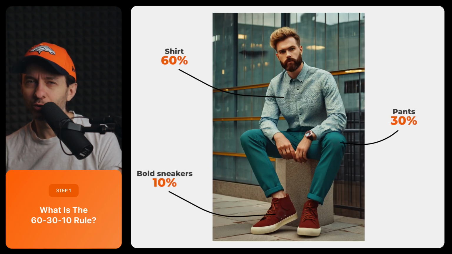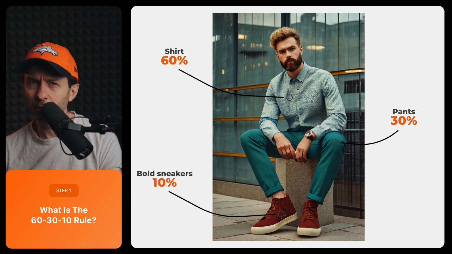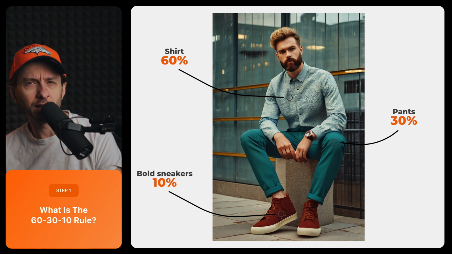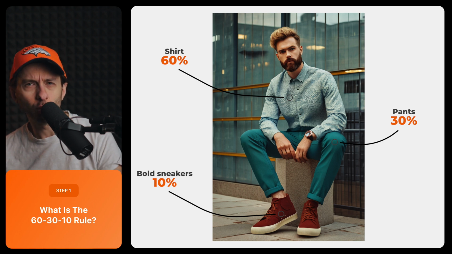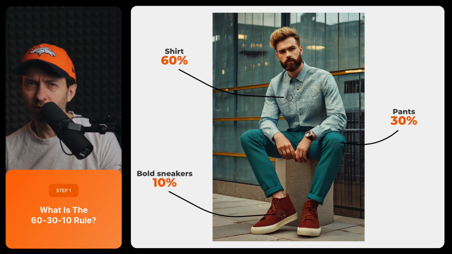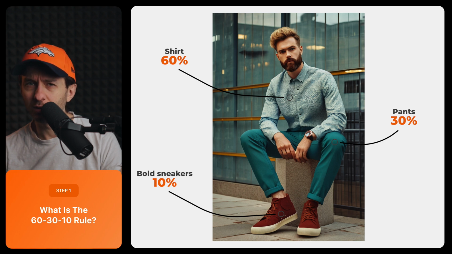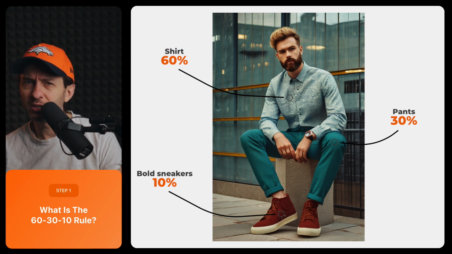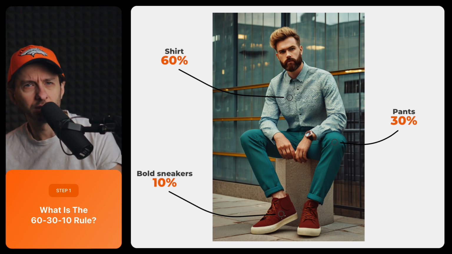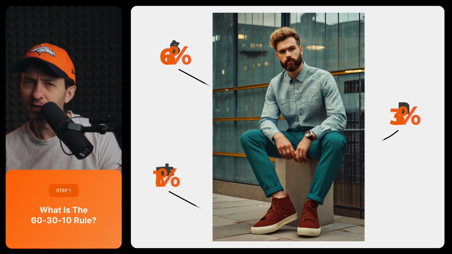Think of it as a well-dressed outfit. Your shirt, 60%, sets the main vibe. Your pants, 30%, add some structure. And those bold sneakers, 10%, make the whole look pop. The principle works because our brains crave visual hierarchy. Without it, an interface can feel cluttered, confusing, or just plain ugly. A strong color hierarchy helps direct attention, guides users smoothly through the content, and creates an overall pleasant experience.